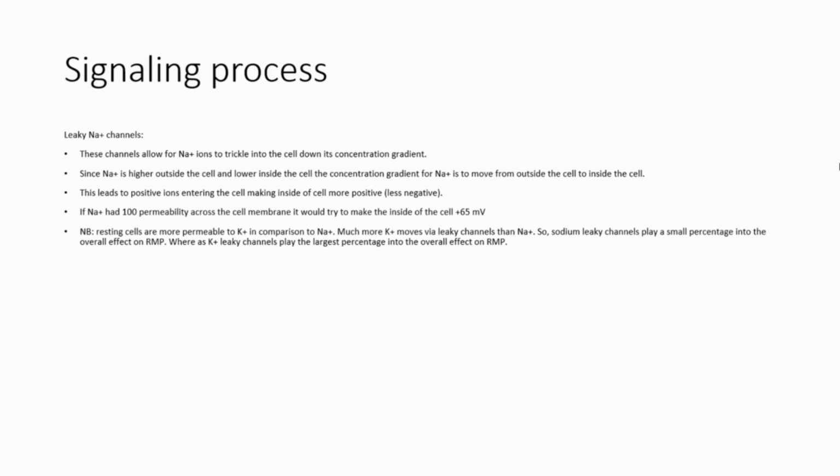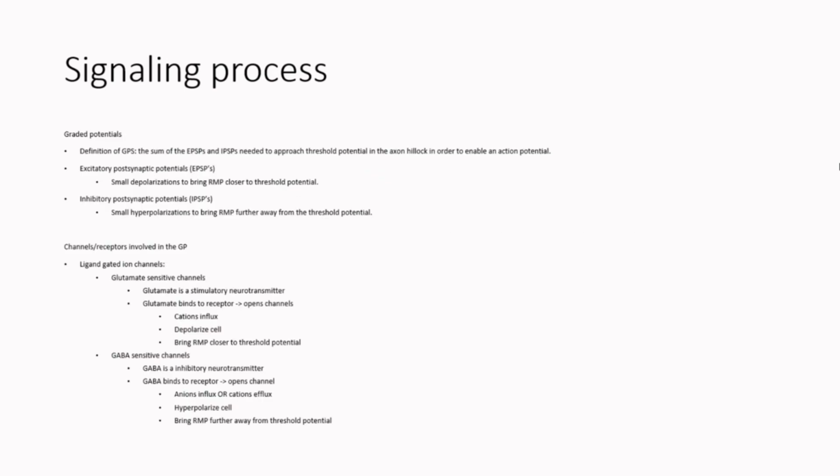Then we have the leaky sodium channels, and they will allow sodium to trickle into the cell, so down its concentration gradient, because we know that sodium is in higher concentration outside the cell, and the neuron is 90 to 100 times more permeable towards potassium than sodium.